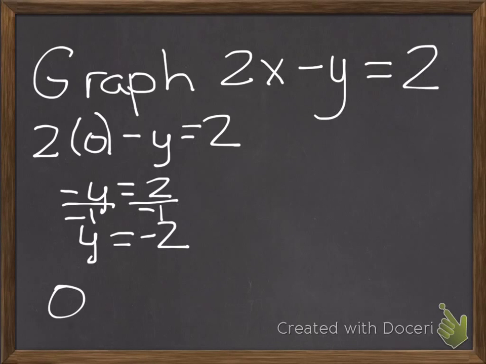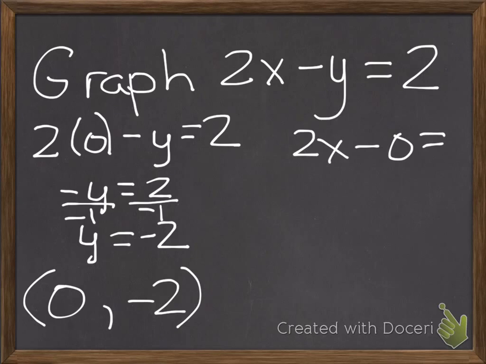So my point would be 0, negative 2. Then I'd also have to do this to find the x-intercept, so I'm going to plug in 0 for y. And I get 2x equals 2.